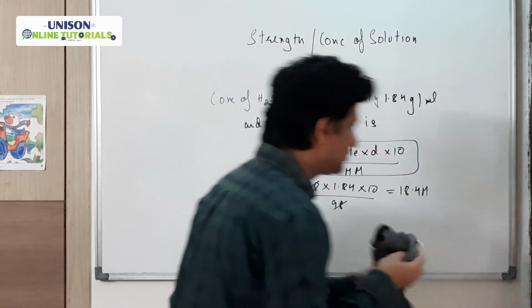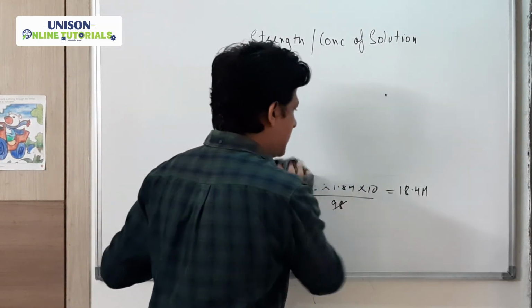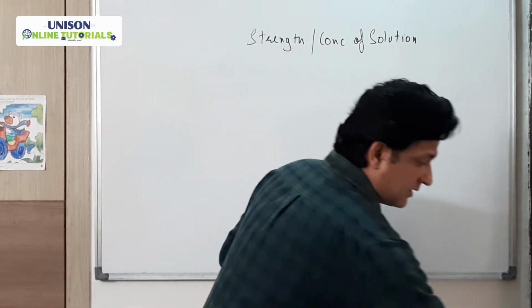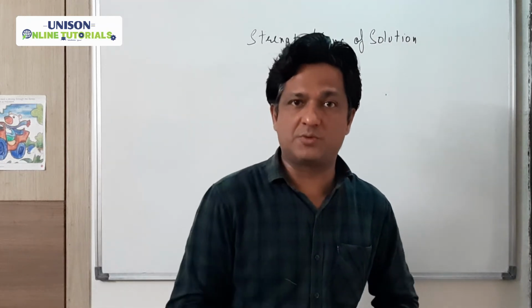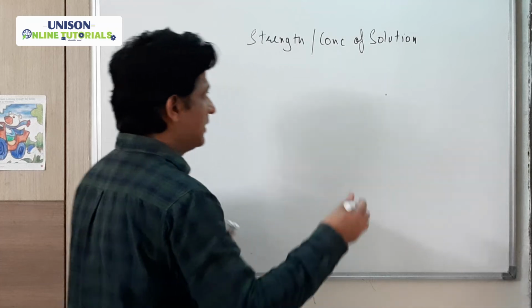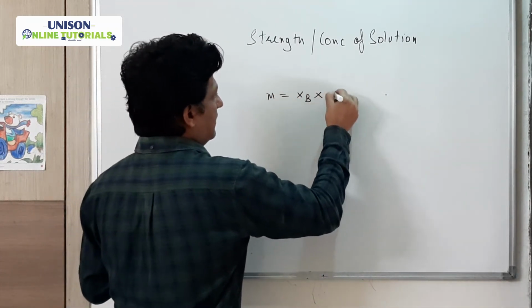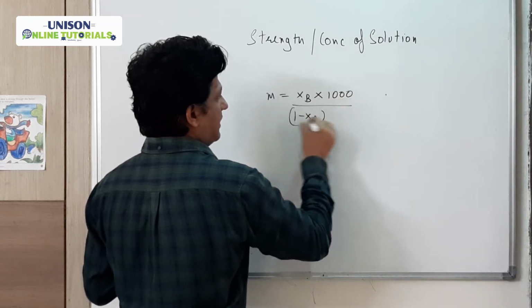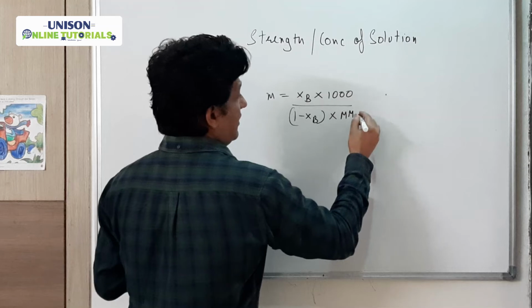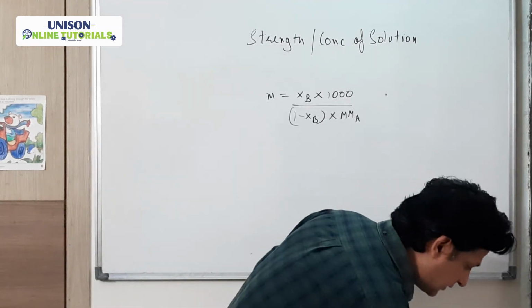Clear? Chalo. Let's do a question on mole fraction and molality. See, there is a relationship between molality and mole fraction. पहले मैं आपको relationship बताऊंगा, उसके बाद एक question कराऊंगा. Clear? So molality is equal to xb into 1000 upon 1 minus xb into molar mass of solvent. So this is the formula. Clear? Let's proceed to a question.